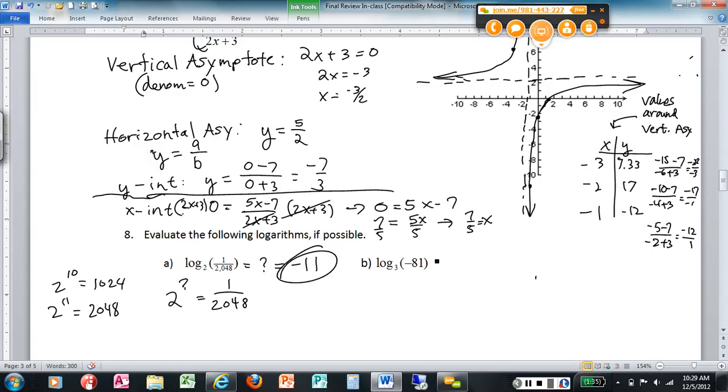Now on B, we want 3 to what power is negative 81. What about that? Yeah, can't do that. Not a real number. If you have the log of a negative or anything such as that, you can't do those as a real number. Okay? All right.